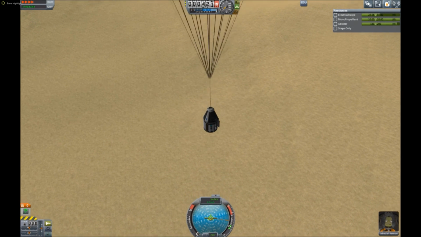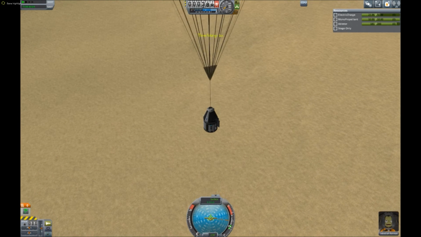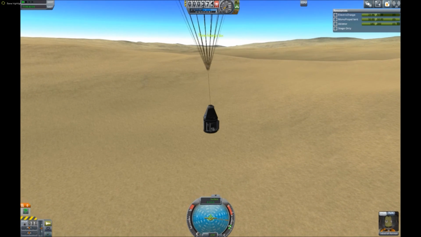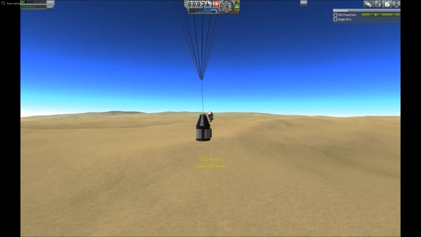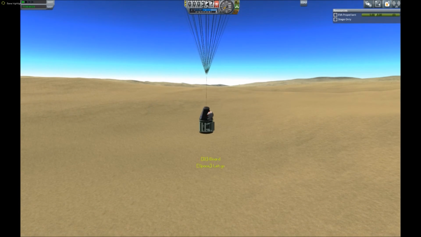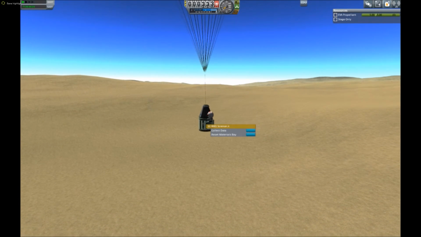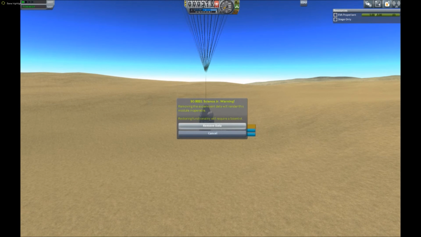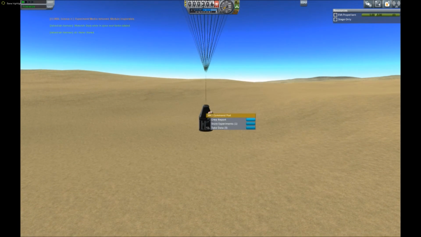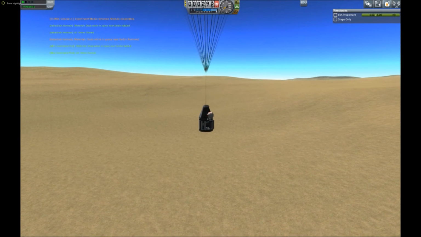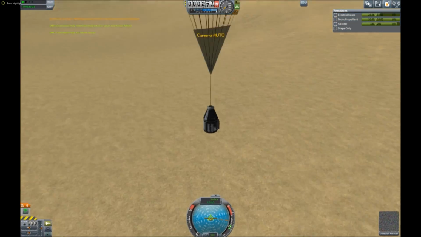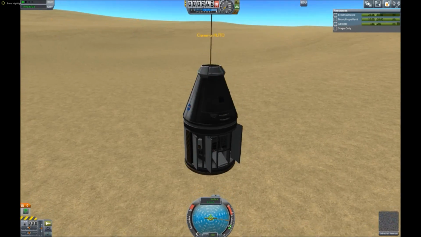Gonna lose all my points. Actually, should I risk it? I'll bet I could EVA right now. Climb down. Oh yeah, here we go. Get it, Jeb. Get those science points. Collect the data. Remove the data. Store the experiment. Get back on board. Yeah. Saved the science.